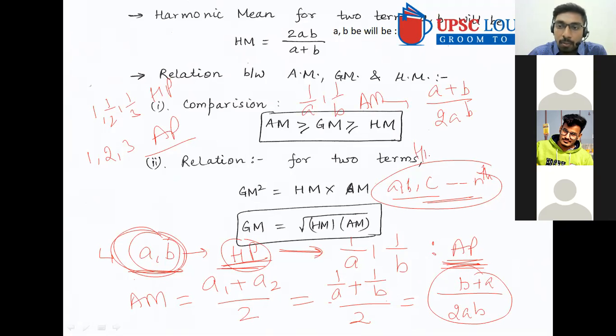So what will be the harmonic mean? Again, just reverse this: 2AB upon A plus B. This will be your harmonic mean. Is it clear or not? Please tell me. And don't worry, I'll pick 1-2 questions based on this, then you will get the concept easily. Sir, please repeat. Okay, don't worry, I'll repeat it.